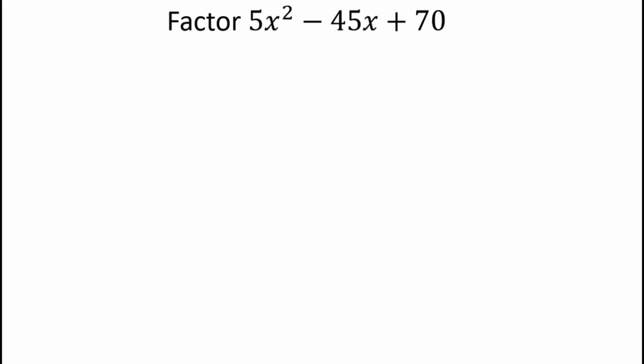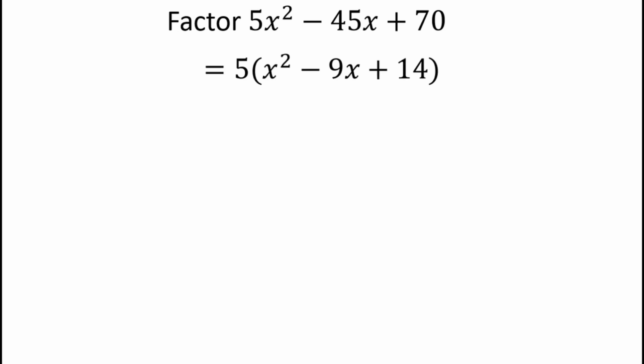Let's try another one. We have 5x squared minus 45x plus 70. Now you'll notice our a term, the coefficient on x squared, is 5 in this problem. If a is greater than 1, the first thing you should do is see if you can factor out a GCF. In this case, we can factor out a 5, which leaves us with 5 times x squared minus 9x plus 14.